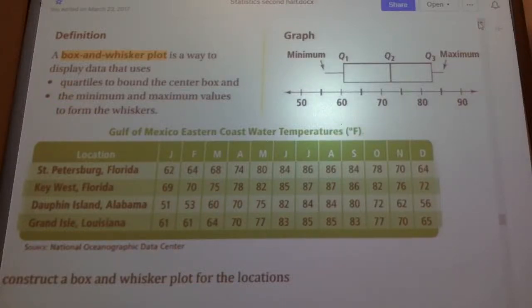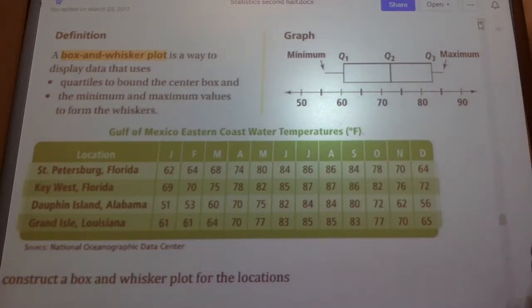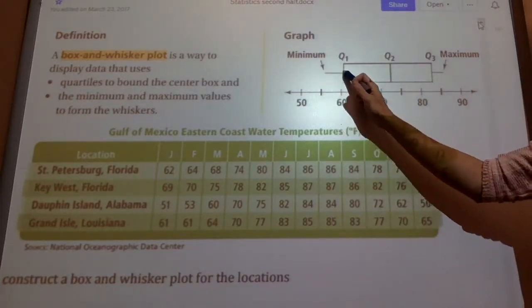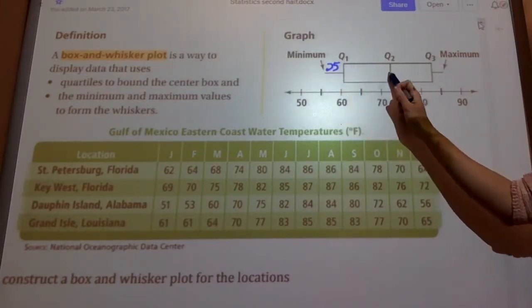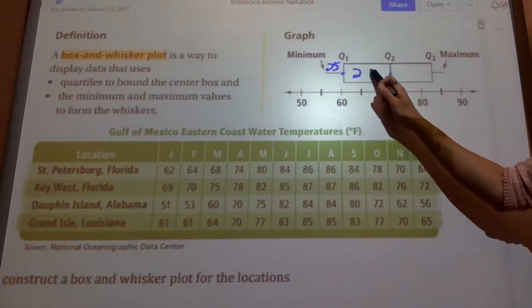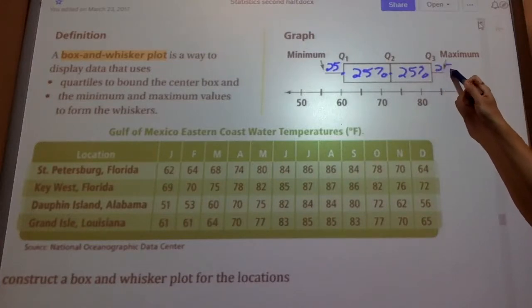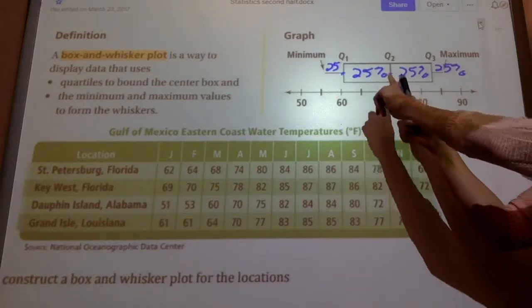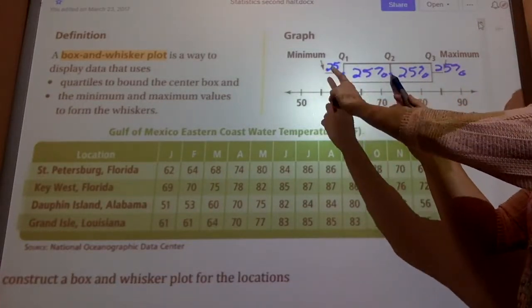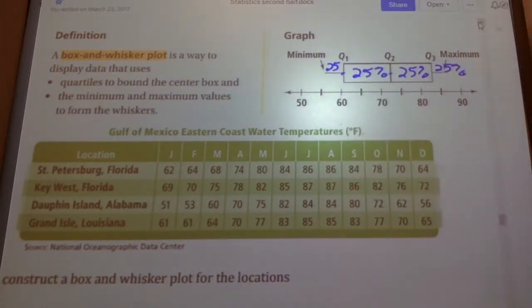Box and whisker plots break my data into what we call quartiles. This first quartile represents 25% of my data. This second quartile, from here to here, is another 25% of my data. So my data is broken into four different quartiles. I could say 50% of my data is here, 75% of my data is from here down, and so on. You can break it into 25%. Each one represents a quartile.